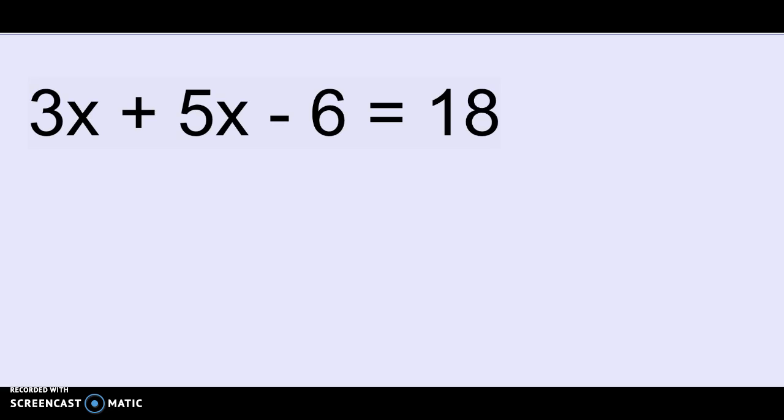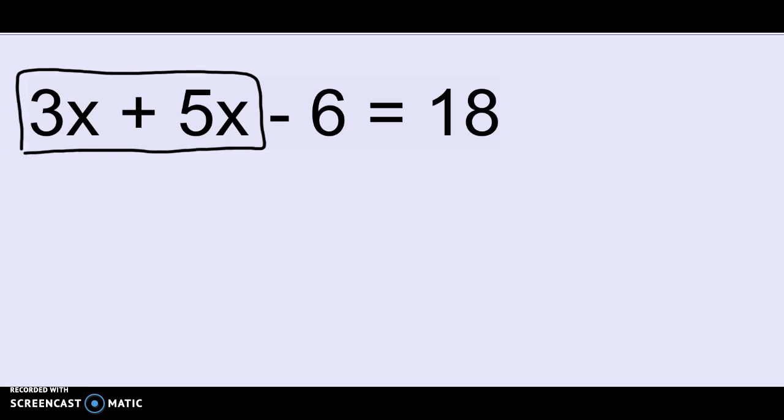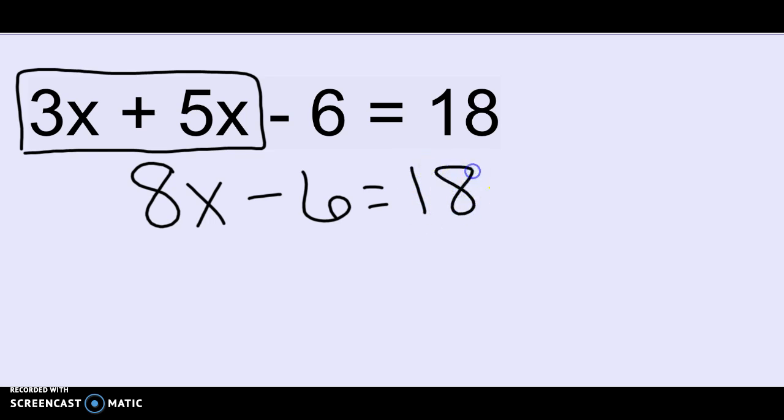Now, the like terms you have here are 3x and 5x because they both have the variable x, and the exponent for the x is just 1. So we're going to have 8x, because 3 and 5 of them is 8, minus 6 is equal to 18. All right, then you just go and solve the problem. If you want to hit pause right now, go ahead and hit pause, and then you can go and solve it and check your work instead of having to listen to me.